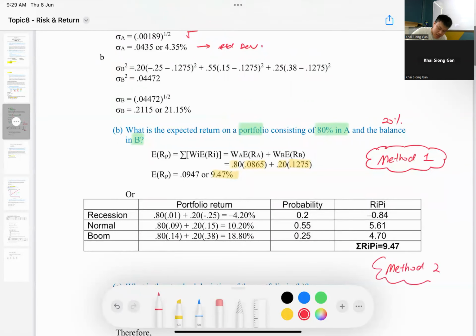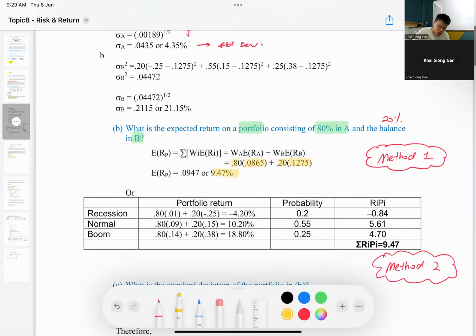This is what we learned just now. Method 2. Okay, so first of all, we know there are three states. So I know that in recession, for the first stock, I will get this return. For the second stock, I will get this return. So I put 80% on the first stock, and then 20% on the second stock, the balance stock B, and I get this return. And I know that there's 20% for recession to happen, so times 0.2, and this is the amount that I got.